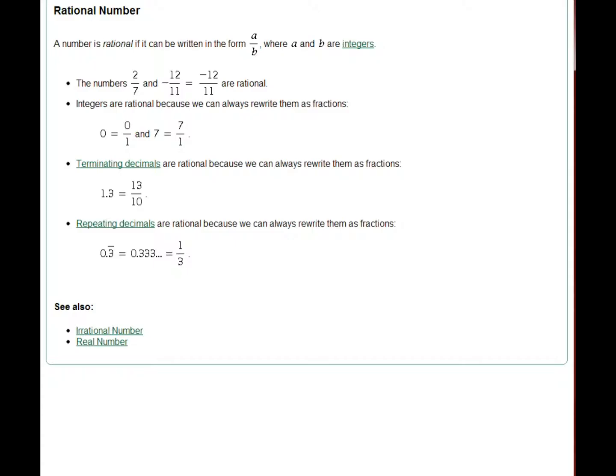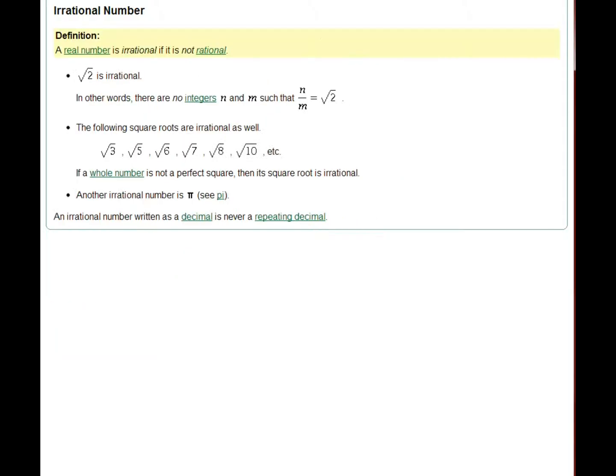And an irrational number is basically the opposite of that. You cannot write it as a whole number over a whole number. So this definition, a real number is irrational if it is not rational. It is the exact opposite.